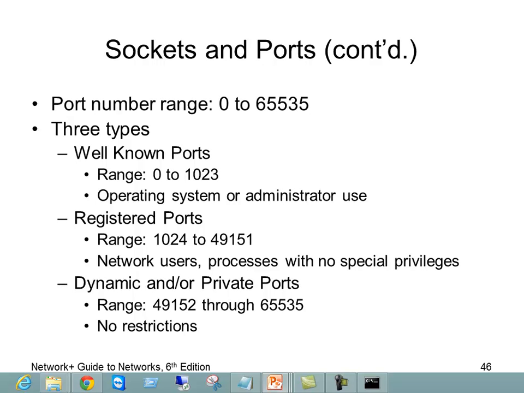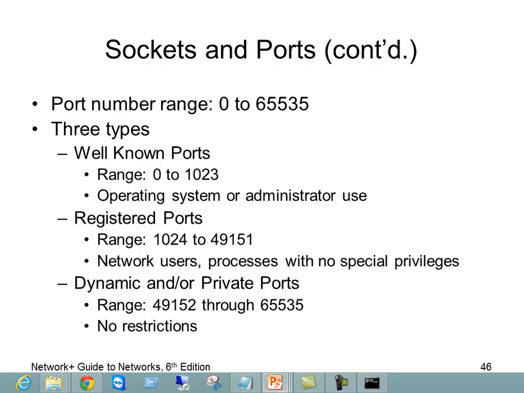Port 80 being a web server, that's in the well-known ports. Port 80 is universally recognized as a web server. 443 is universally recognized as a secure web server. Then 1024 to 49151 are what are called registered ports. They are already assigned to things, but they're not as used as the well-known ports. And then the upper levels, 49152 to 65535, are wide open. Those are for dynamic use. Those can be used for just about anything.